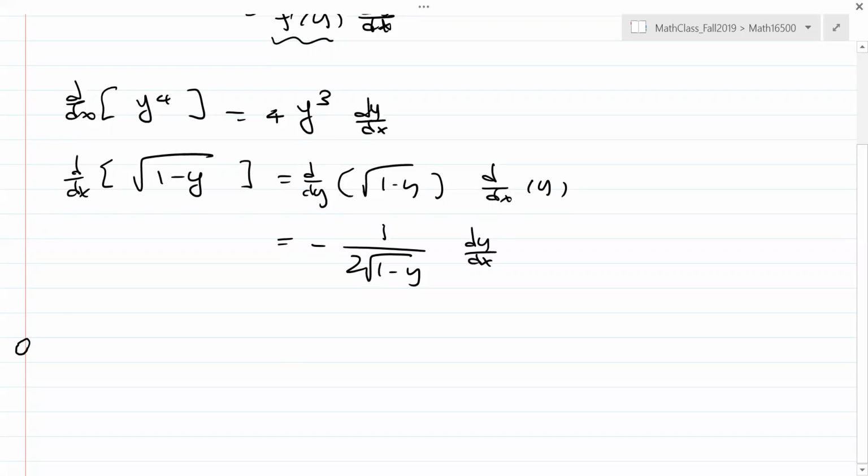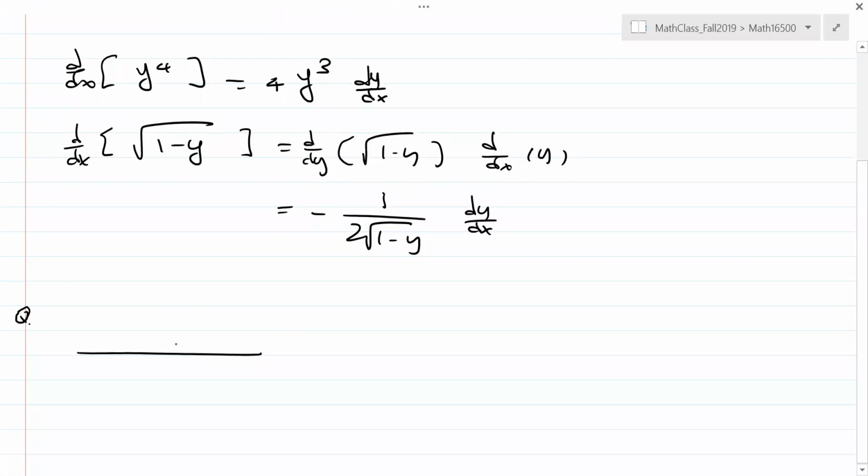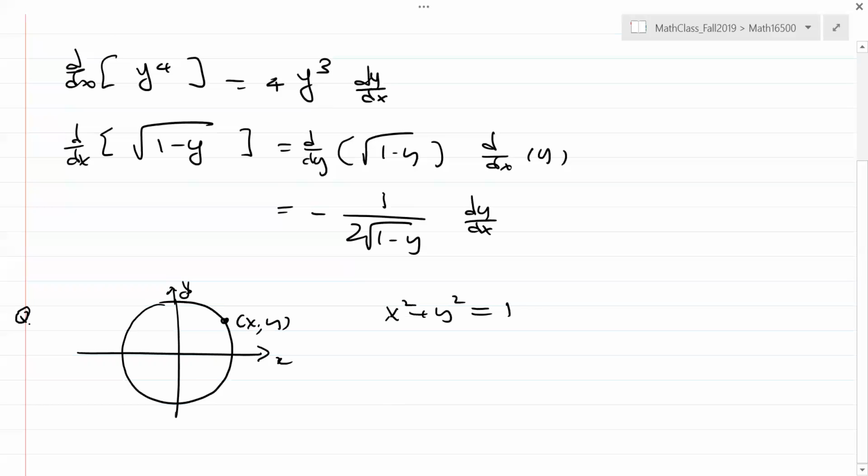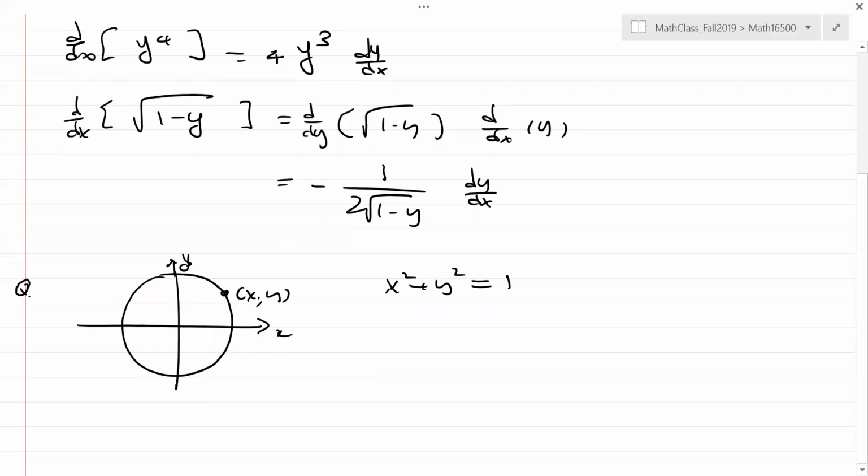Now, today I'm going to talk about implicit differentiation. First of all, let me look at this problem. It's a circle, right? So every point on the circle has coordinates x and y, but they're related. X squared plus y squared equals 1. So y depends on x, x depends on y. It's related by this equation. So when x changes, y changes. When y changes, x changes. So y can be viewed as a function of x. X also can be viewed as a function of y.